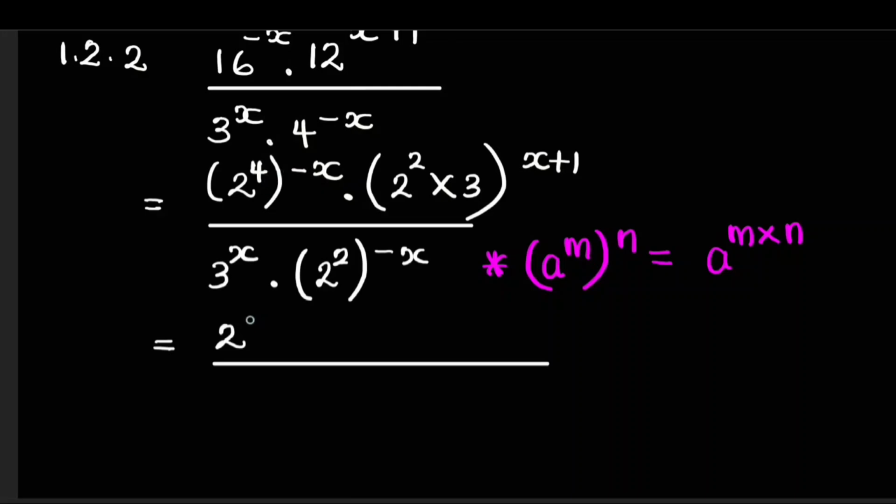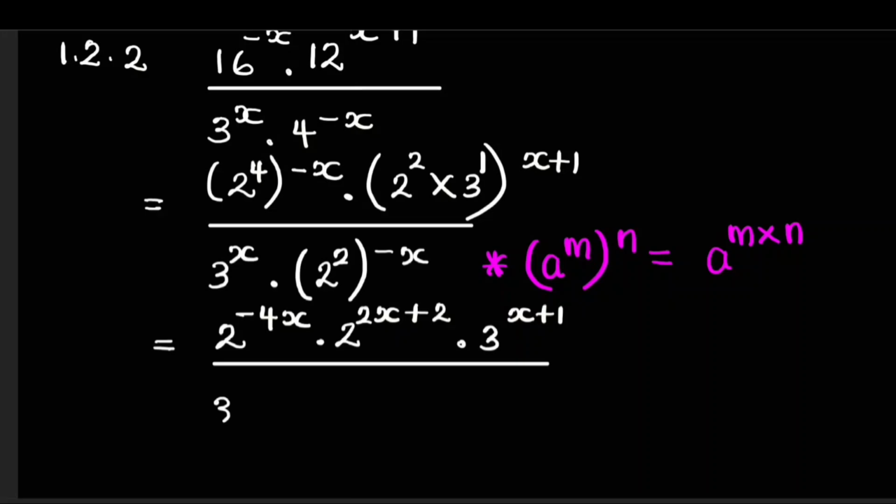So 4 times negative x is going to be negative 4x. Then here we have 2 times x, which is going to be 2x. 2 times positive 1 is positive 2. Now this 3 inside the bracket, we do not see an exponent on it, but we know that its exponent is 1. So 1 times x plus 1 is still going to be x plus 1.